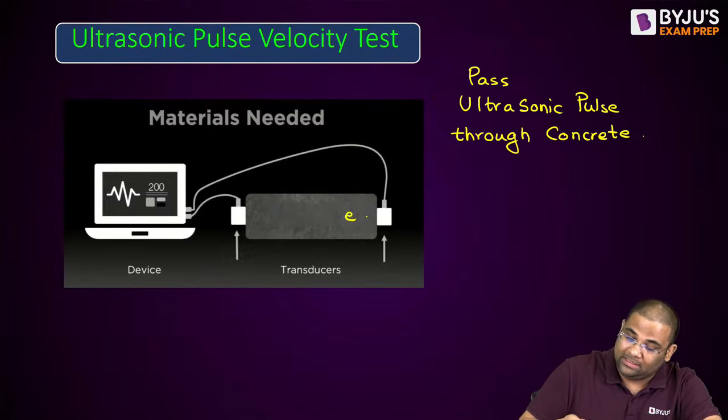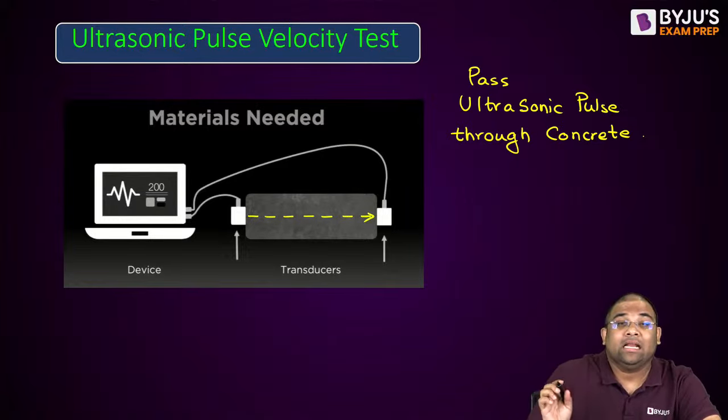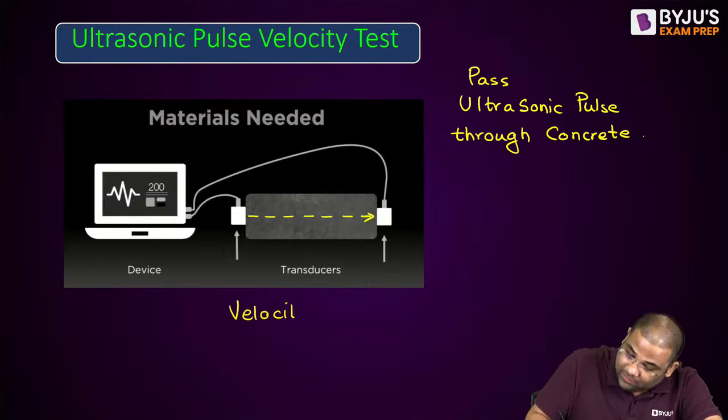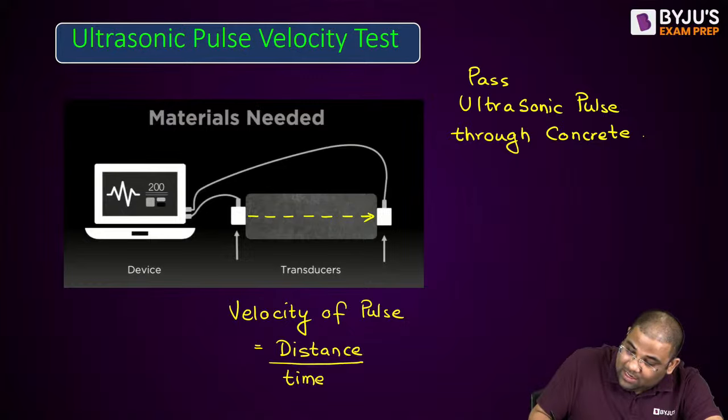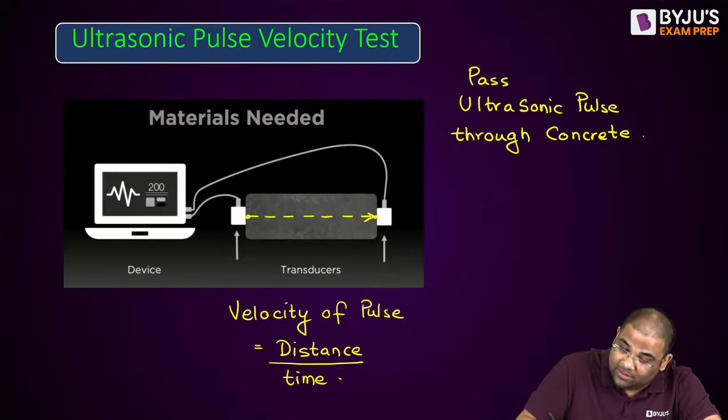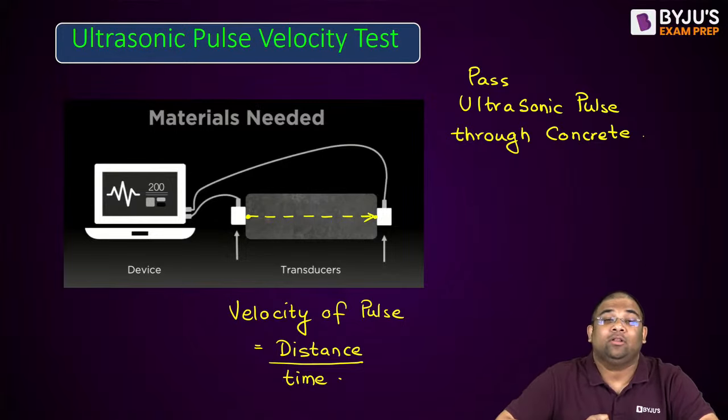We are passing a pulse from one transducer to the other transducer. The velocity of the pulse will be the distance divided by time. The time for the signal to travel from here to here will depend on the concrete quality and the presence of defects in the concrete. If there are defects, the velocity will be less. If there are no defects, the concrete is more homogeneous and the pulse will pass easily.